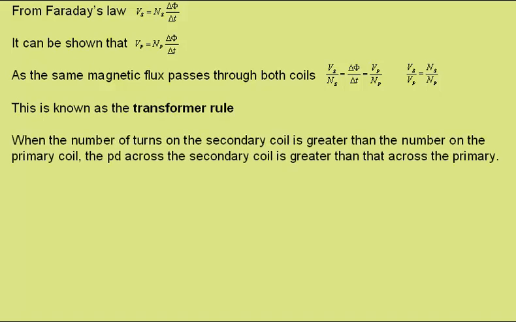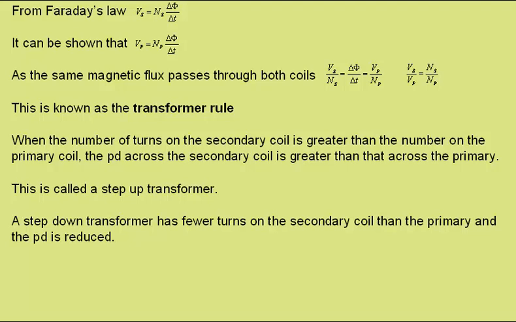When the number of turns on the secondary coil is greater than the number on the primary coil, the potential difference across the secondary will be greater than that across the primary, and this is called a step-up transformer. A step-down transformer has fewer turns on the secondary coil than the primary, and the potential difference will be reduced.